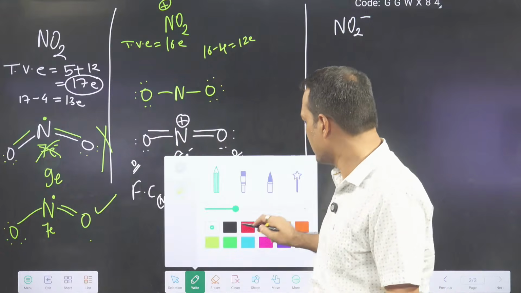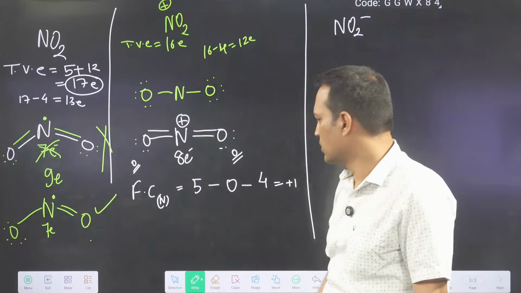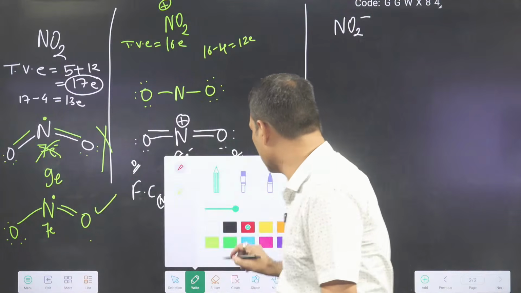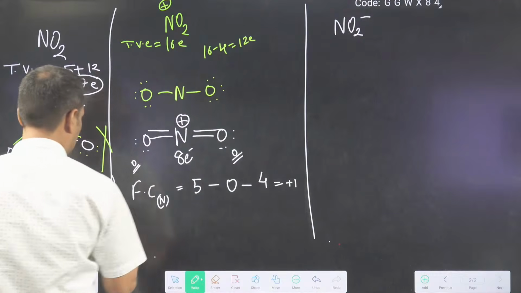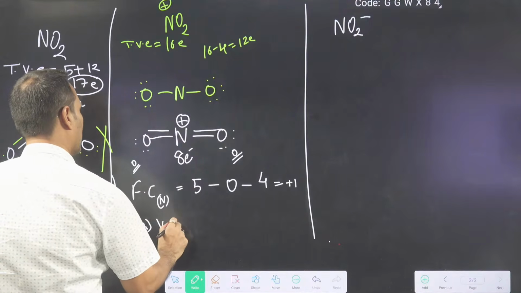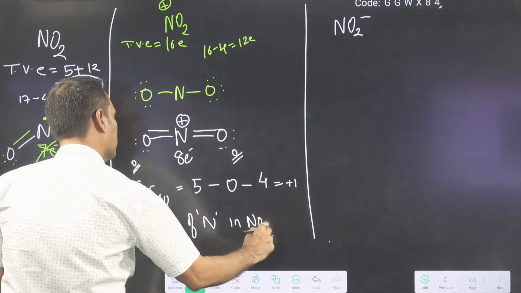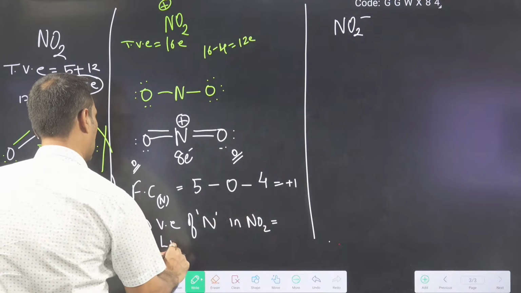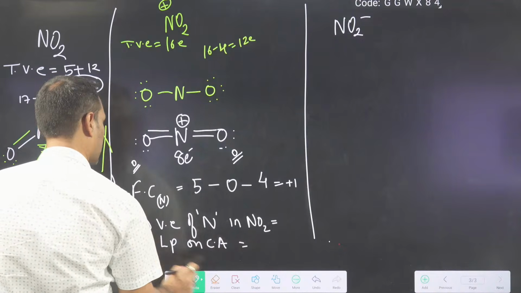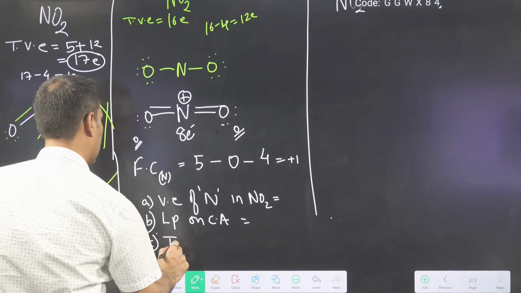See here. I told you from this method I can tell everything. Lone pair. Everyone see here. See what questions we can ask. Let's do this. First part we will ask you: valence electron of nitrogen in NO2. Tell me the answer. Lone pair on central atom. Then I can ask you total lone pair.